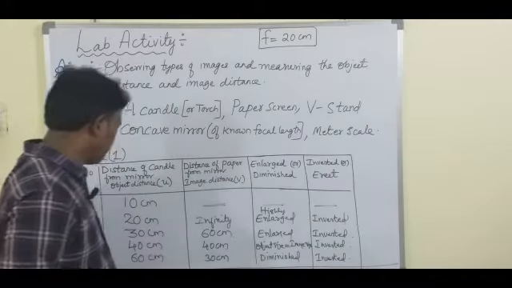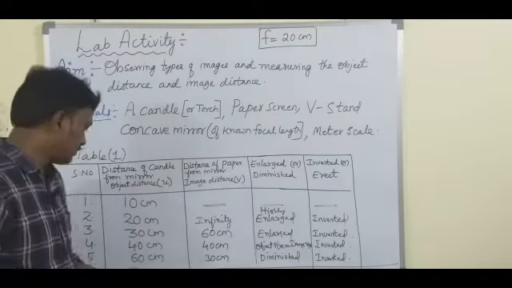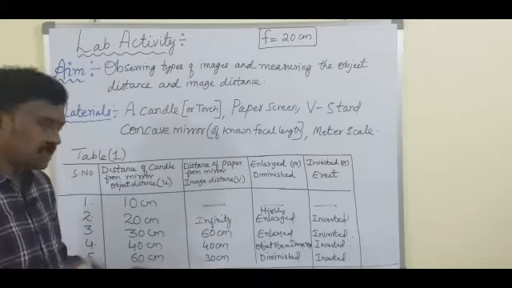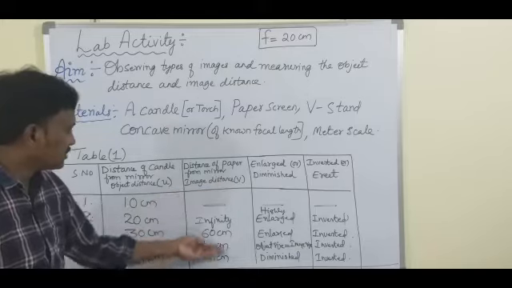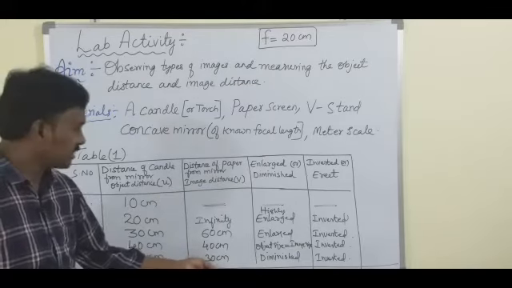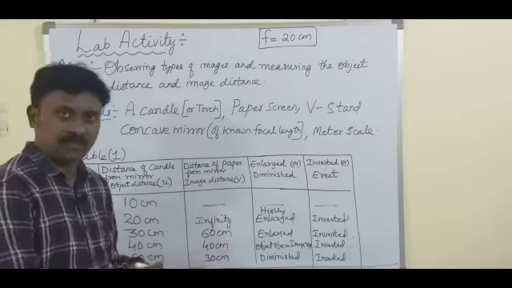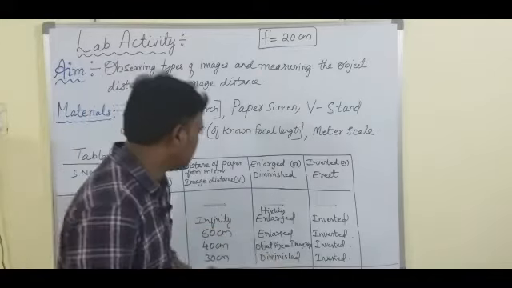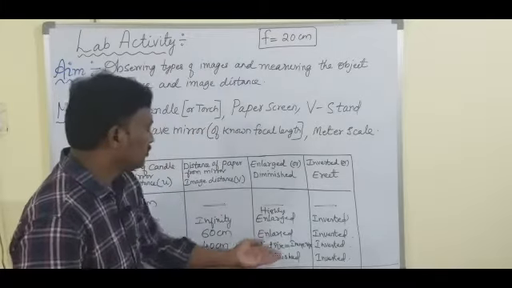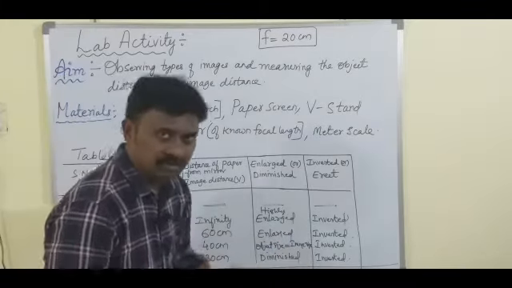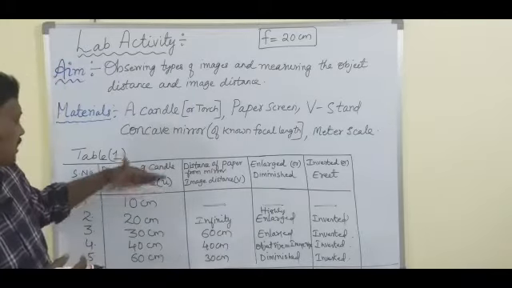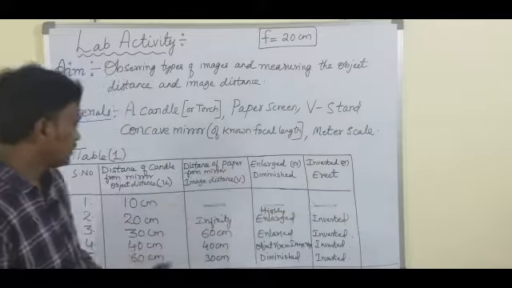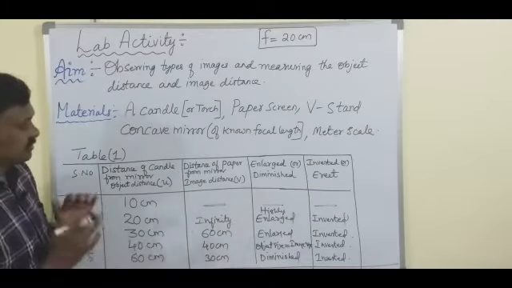And like this, if you take it to 100 centimeters, 1 meter, or 2 meters, that is object at infinity, then you will be getting the image at the focus. That will be very highly diminished, and it will be inverted. And the first case, that was 10 centimeters, was a virtual case. So these are the characteristics which you have to note down. This is very, very important.